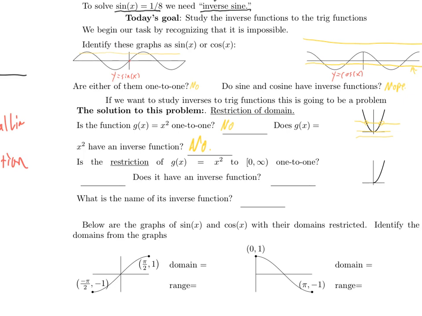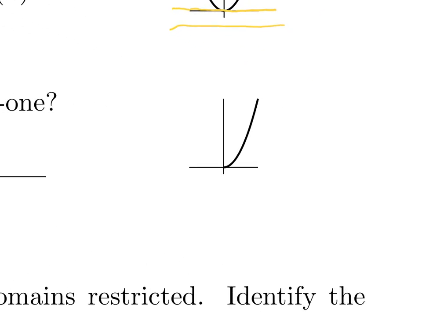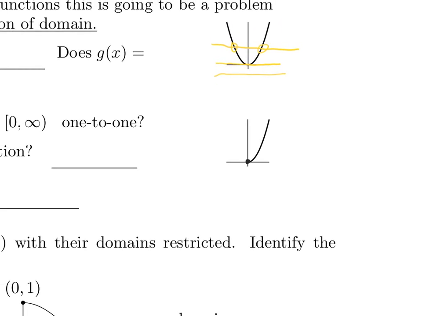So here's the restriction of g of x to the domain 0 to infinity. So I'll only allow x values that are bigger than or equal to 0. There it is. Maybe for emphasis, one should put a solid dot there. Right? The point 0, 0 is included. Is that function 1 to 1?